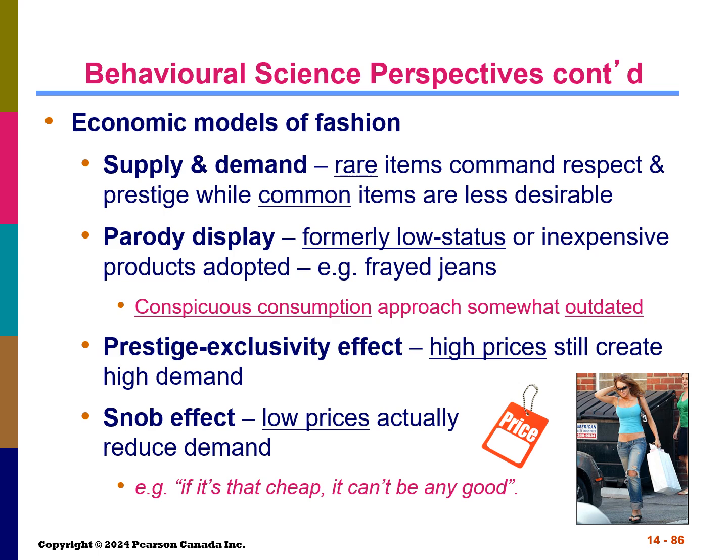Economic models of fashion are based on supply and demand. Rare items command respect and prestige, while common items are less desirable. What's interesting is that some upscale consumers engage in a parody display, deliberately avoiding status symbols by adopting formerly low status or inexpensive products like frayed jeans or even Jeeps. This reinforces that the conspicuous consumption approach, where the wealthy consume to display their prosperity, is outdated.